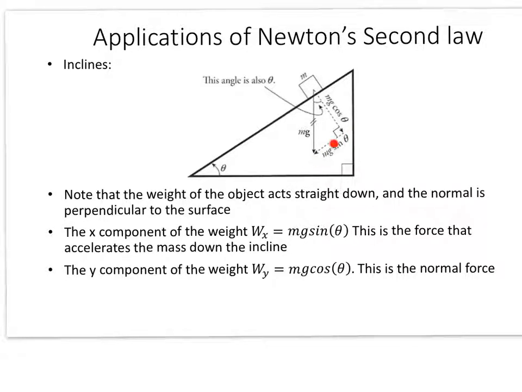And then this component over here, which is the x component if you tilt the axes around, is the component that tends to accelerate the box down the incline. So the x component is computed by mg sine theta, and this is the force, as we said, that accelerates the mass down the incline. And then the y component, right here, Wy, is mg cosine theta, and that's the normal force.